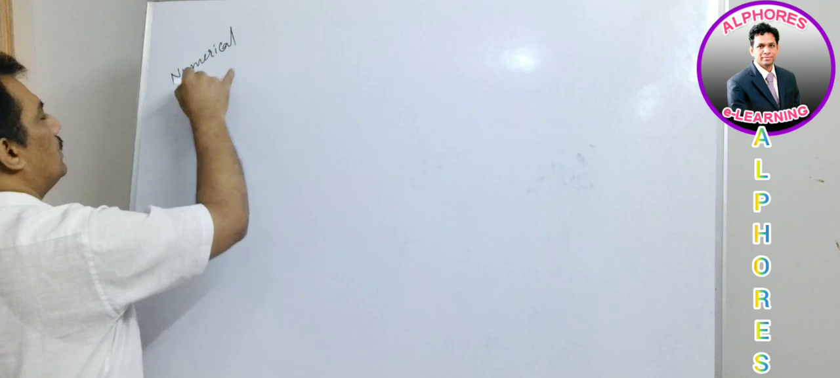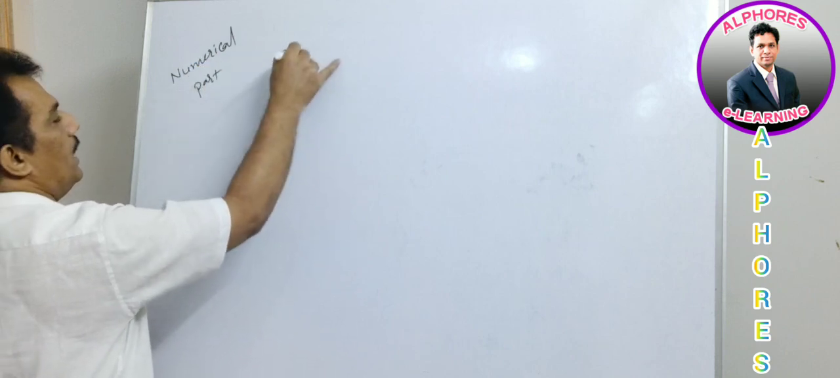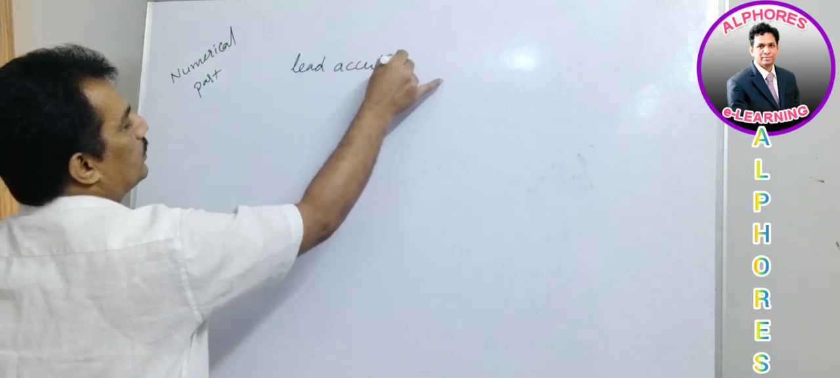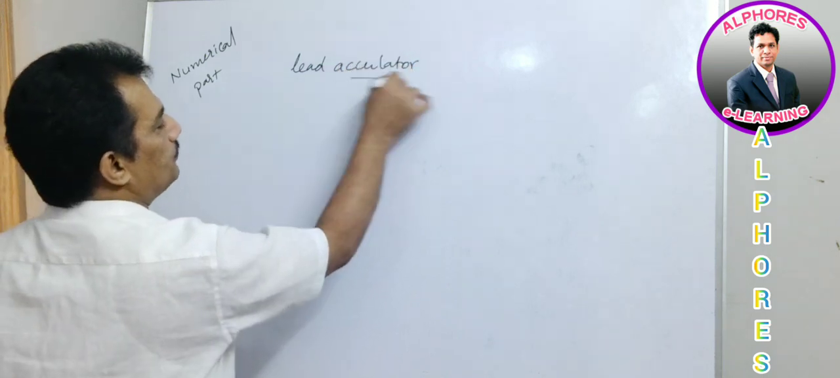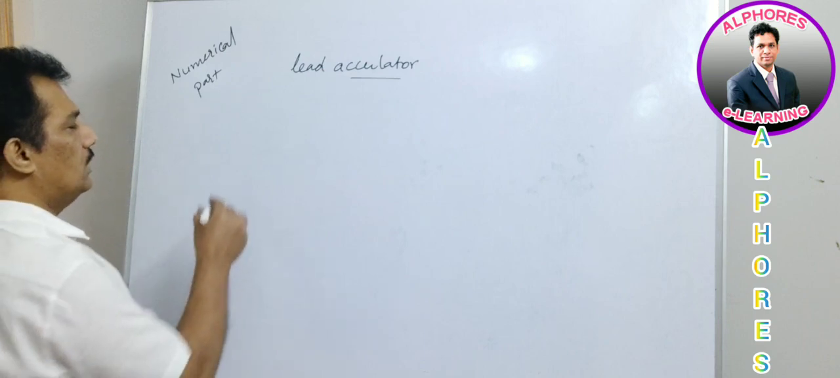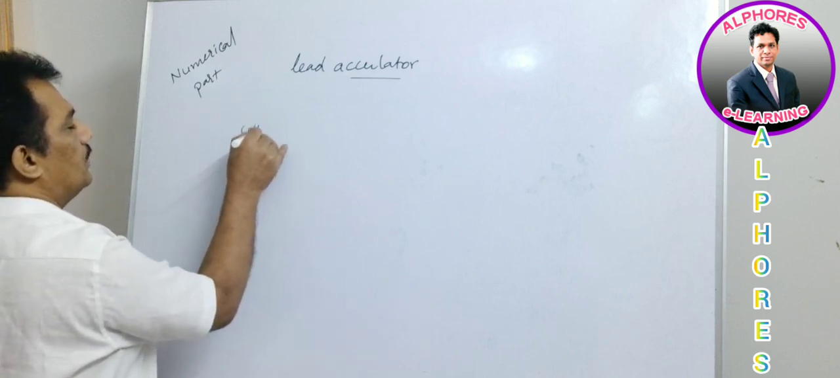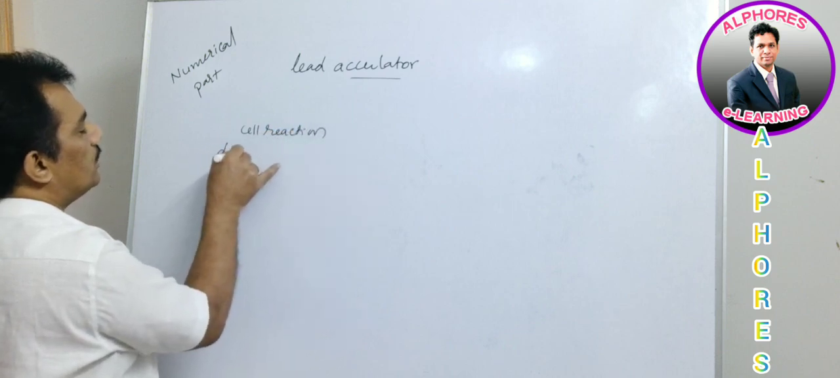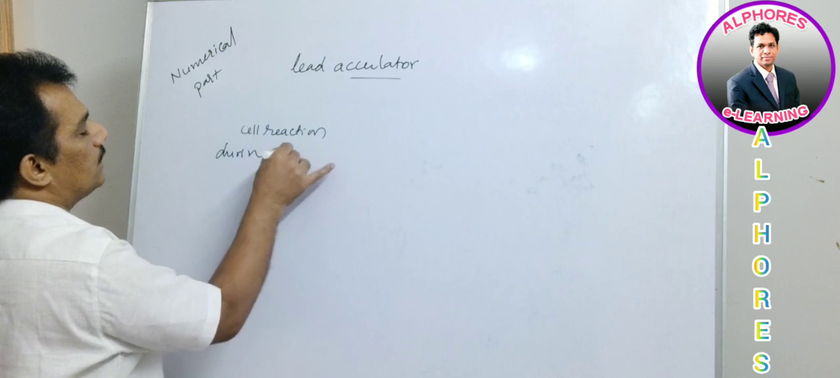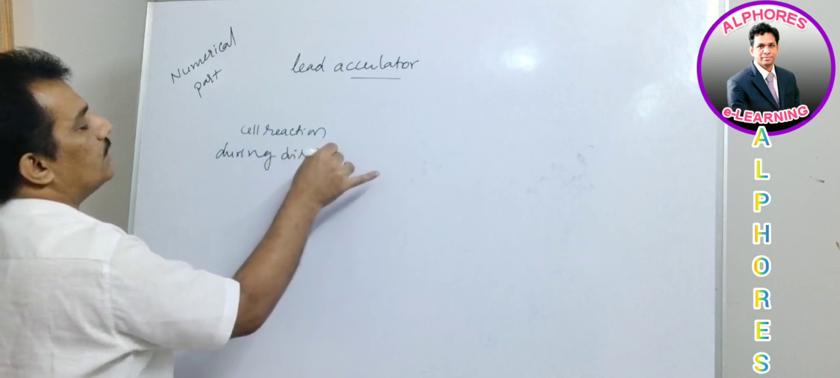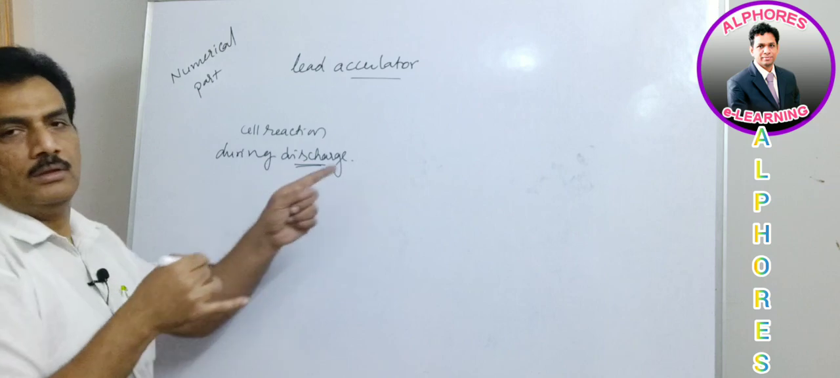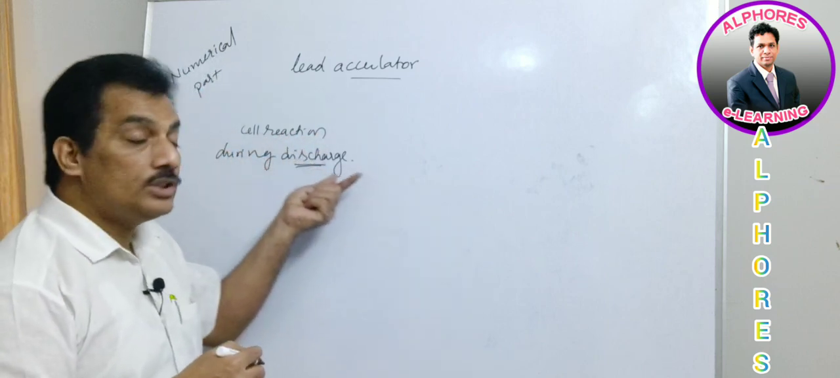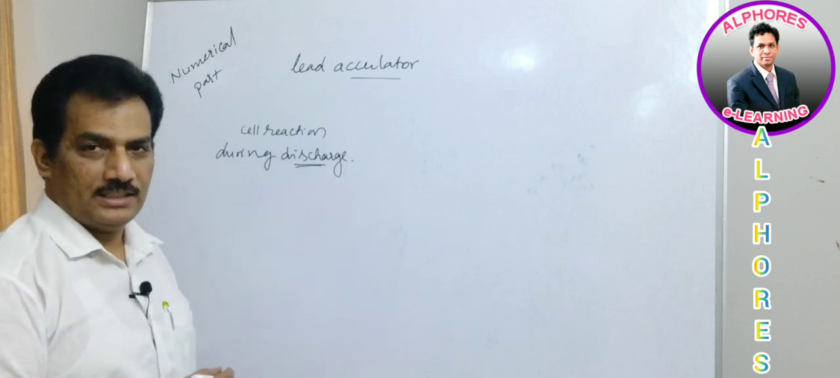Numerical part related to the lead accumulator. Lead accumulator is nothing but the lead storage battery. Here if you observe the cell reaction, that is during discharge. During discharge means during its functioning, when we are using the cell. The functioning is known as the cell reaction during discharge. Discharge happens when we are using the cell, is it not?